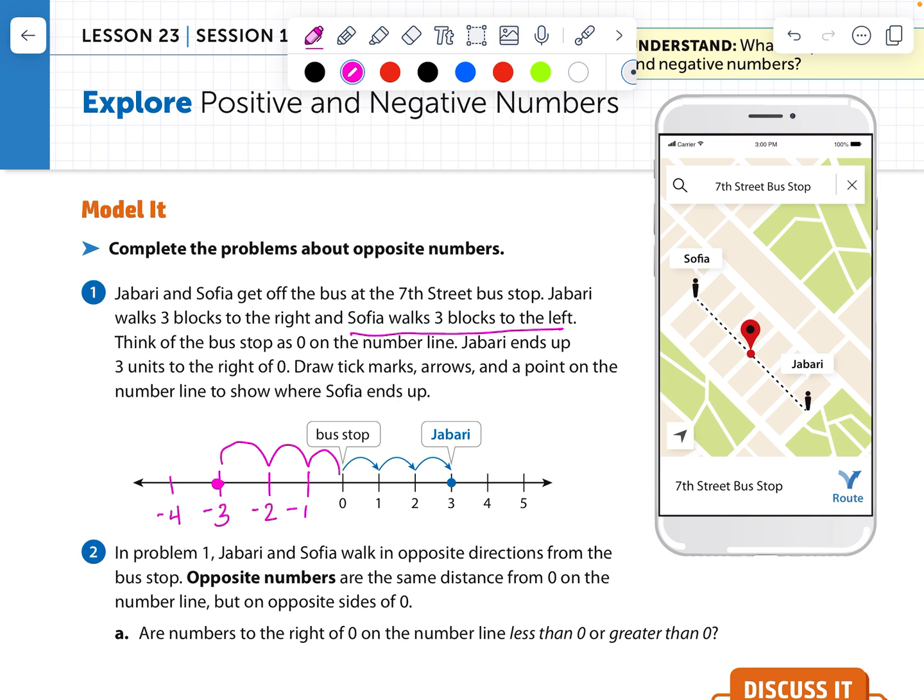Okay. In problem 1, Jabria and Sophia walk in opposite directions from the bus stop. Opposite numbers are the same distance from 0 on the number line, but on opposite sides of 0. So this is a key word we're going to keep hearing, and you're going to get asked about it a lot. So you want to highlight that or get that really in your brain.